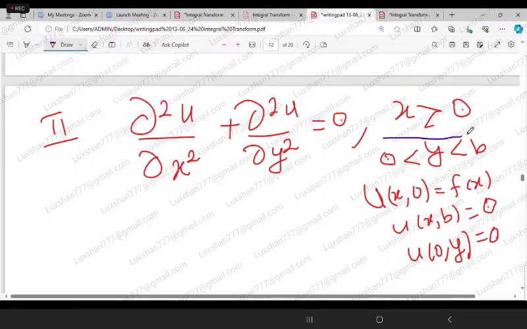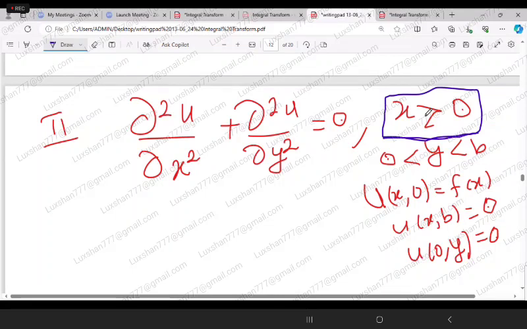Because if you look at the variable x, it is defined for only a half line. Therefore, we have to use either the sine transform or the cosine transform, isn't it? If the domain is minus infinity to plus infinity, we are able to use the complex transform. Here, x is greater than 0. Therefore, we cannot use the Fourier complex transform, and we have to go for either the sine transform or the cosine transform.